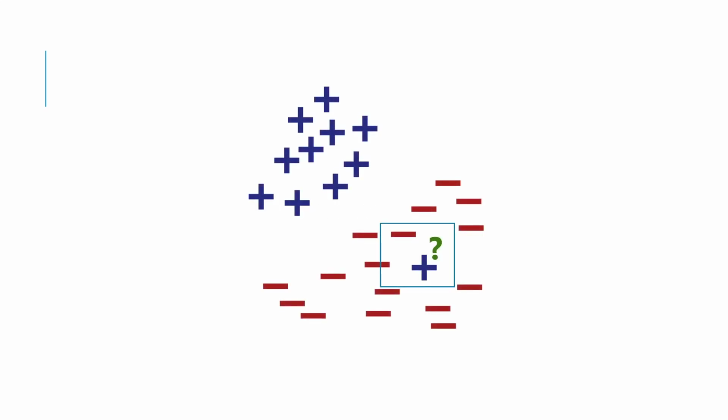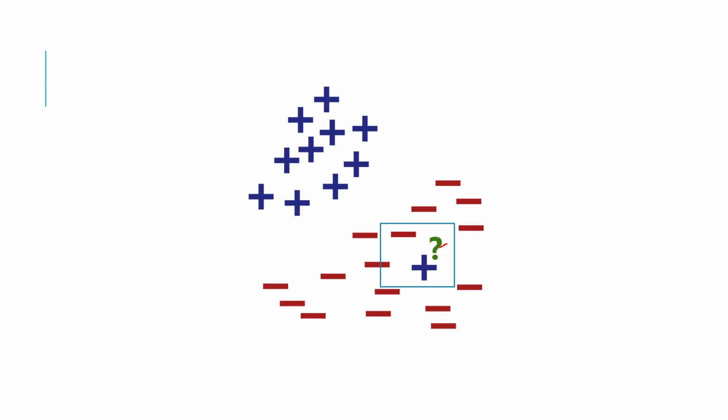So a solution to this problem is to consider more than just the single nearest neighbor when making a classification decision. We can consider the k nearest neighbors and let them vote on the correct class for this test point. So let's say we consider the 3 nearest neighbors of the test point.